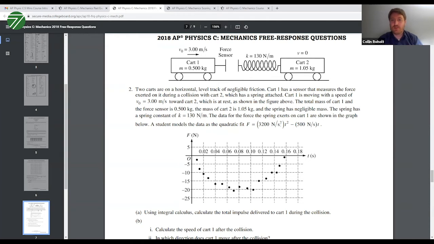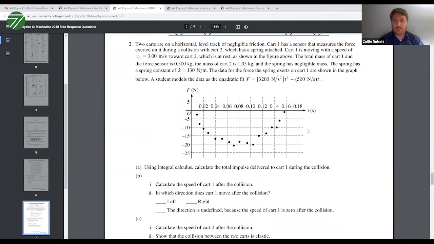Here, it's a fairly simple equation, so we can analyze that using an integral. The first part here says, using integral calculus, calculate the total impulse delivered to cart one during the collision. So then we would use this.